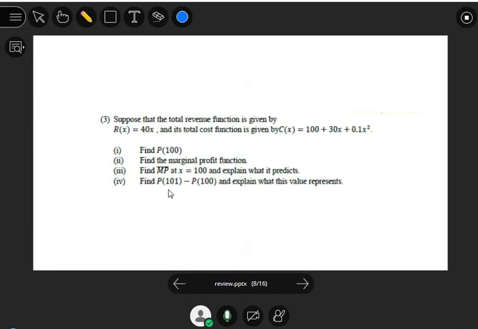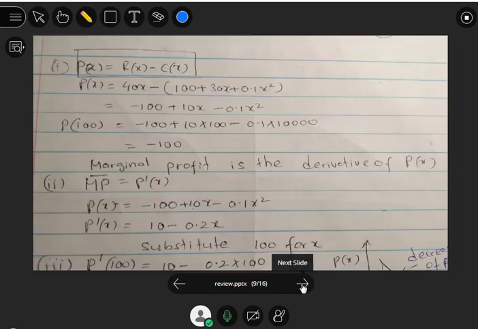Then let's move to our second part, find the marginal profit function. You have already learned that if it is asking for marginal profit, you need to take the first derivative of the profit function. So this is your profit function, then take the first derivative, p prime, and you can obtain this value. So this is your marginal profit.